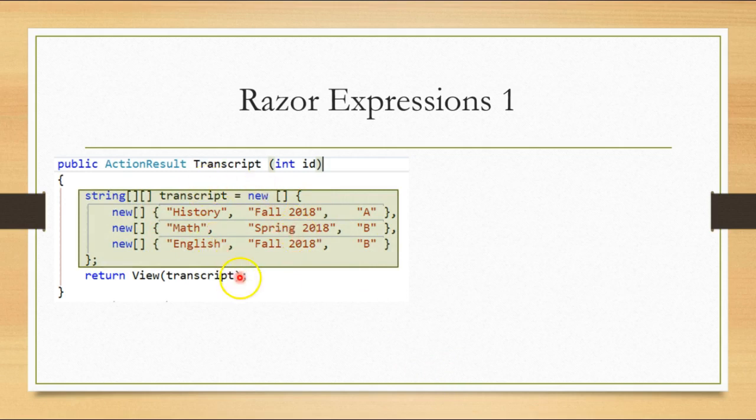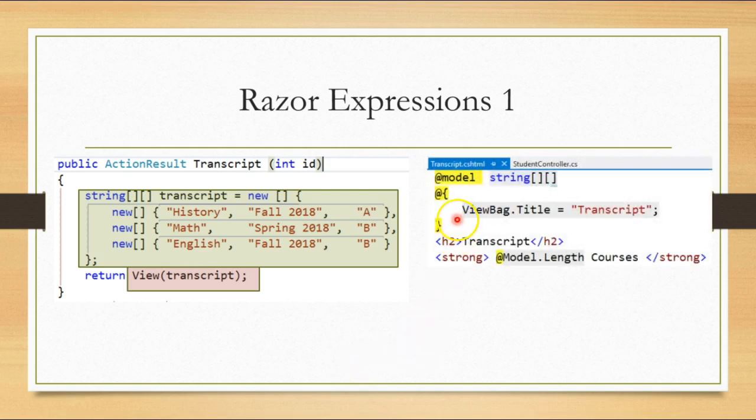There's our model, and then here is calling the view, passing our model to this transcript. Now let's take a look at the view. This is the transcript CSHTML file. Notice how the model here, the data type matches our data type in the view, in the controller. So these two match.